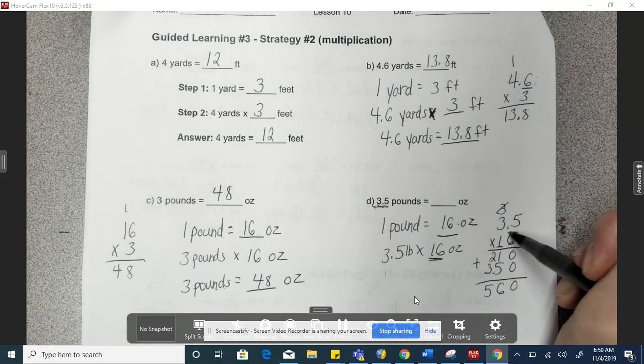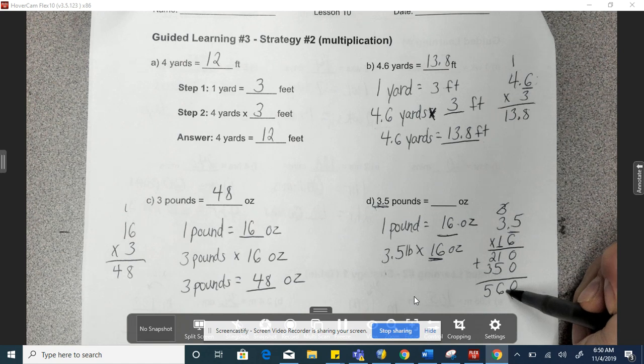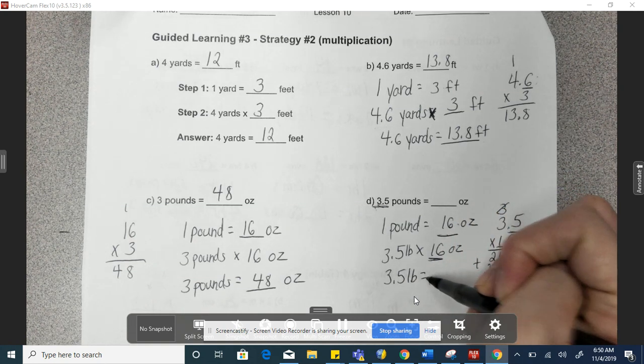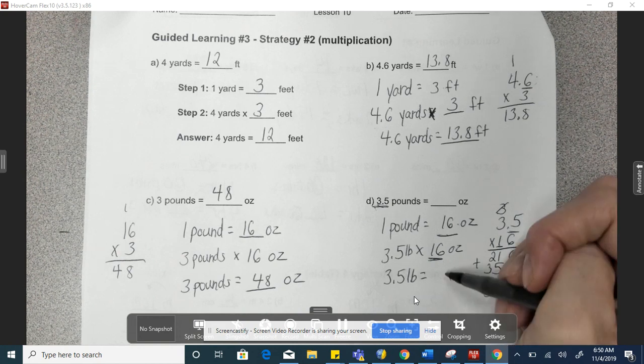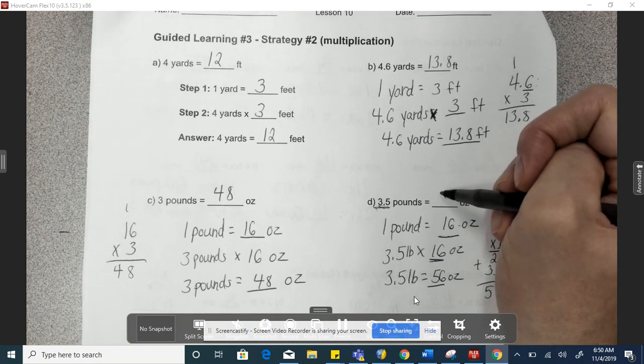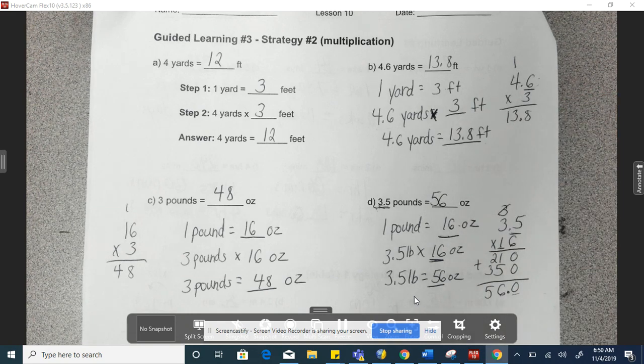Oh, but the 5 here is in the tenths place, so I need to put my decimal here. So 3 5/10 pounds, which is LB, is the same as 56 ounces. So my answer is 56 ounces.